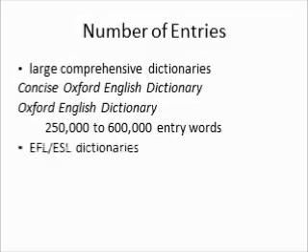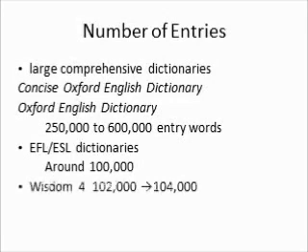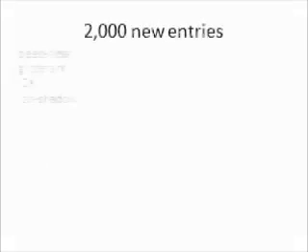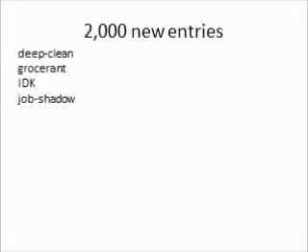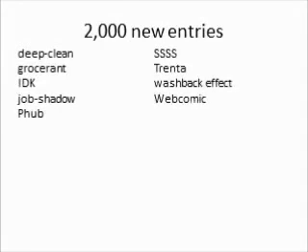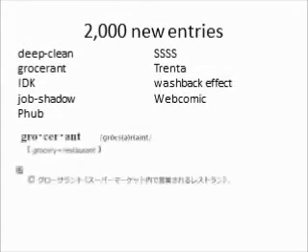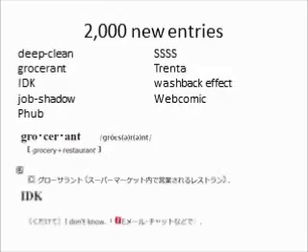For Wisdom 4th, we added 2,000 new items. The slide shows some of the examples. The acronyms like IDK, meaning I don't know, or the word webcomic are good examples. These were not so often observed some time ago, but they are used more often than before, and we believe these are important entries for English learners.